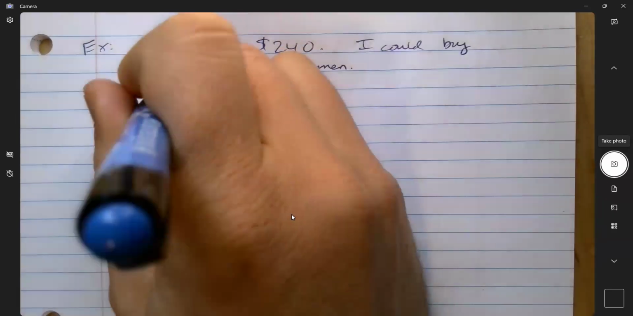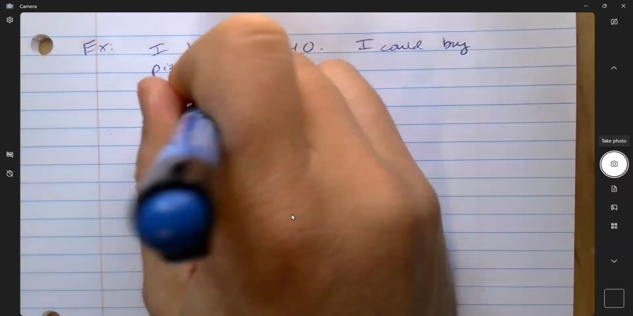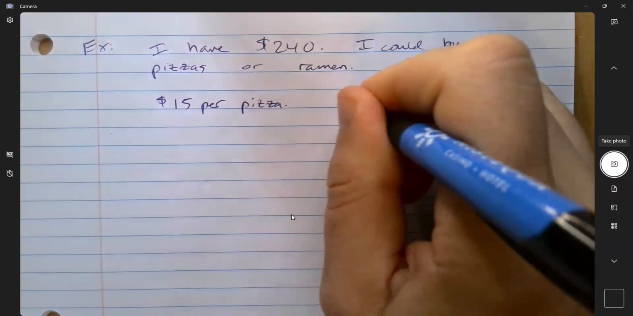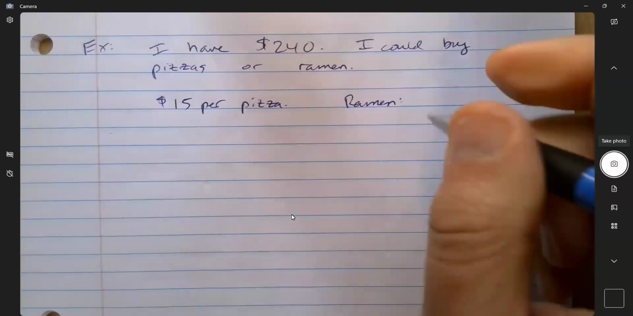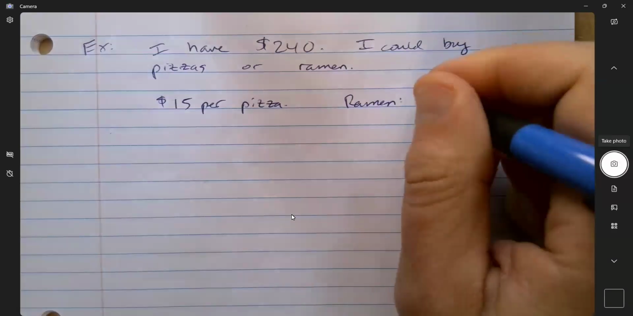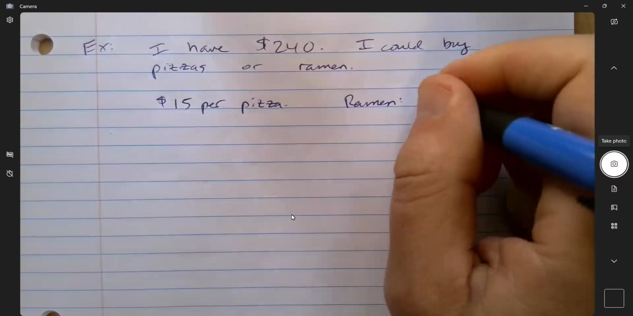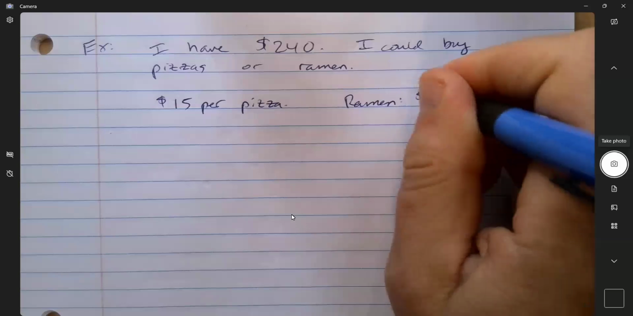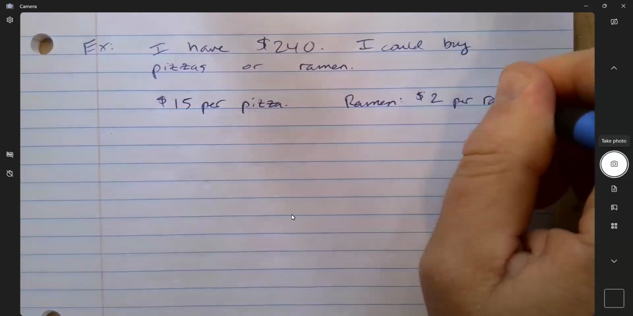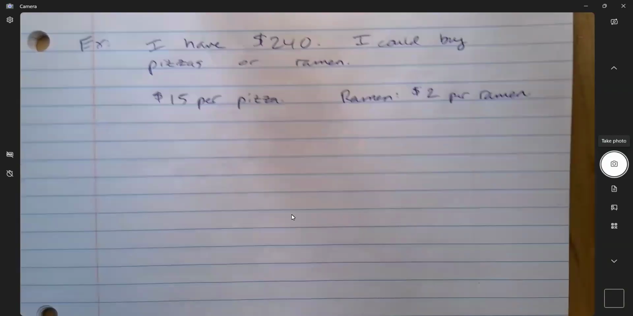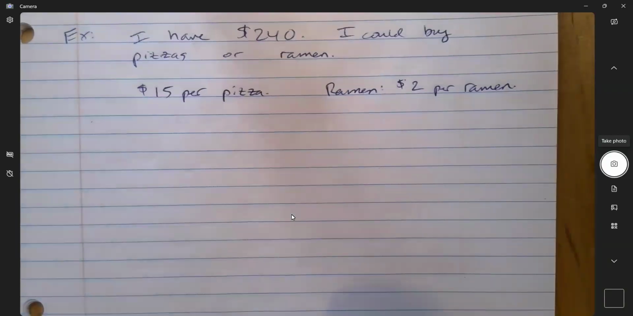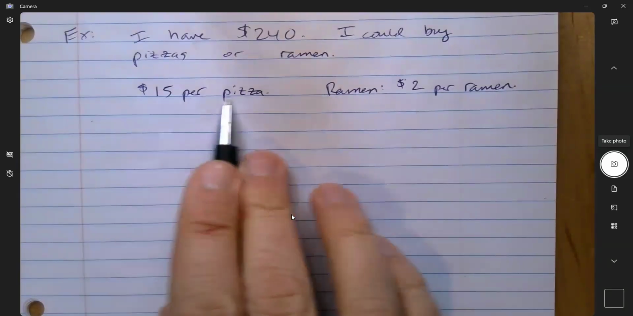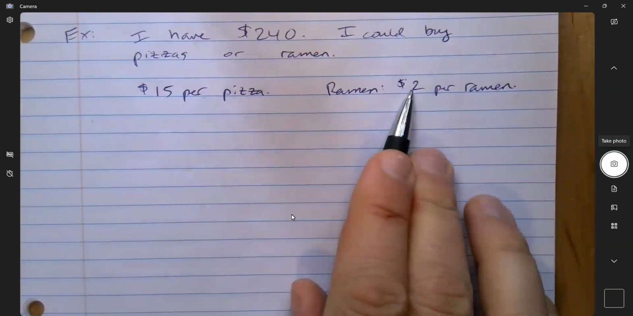So the pizzas are $15 per pizza, and the ramen, well, ramen is pretty cheap. So the ramen, let's say, is $2 per ramen. And I want to know if I'm spending all my $240, what are my various combinations?